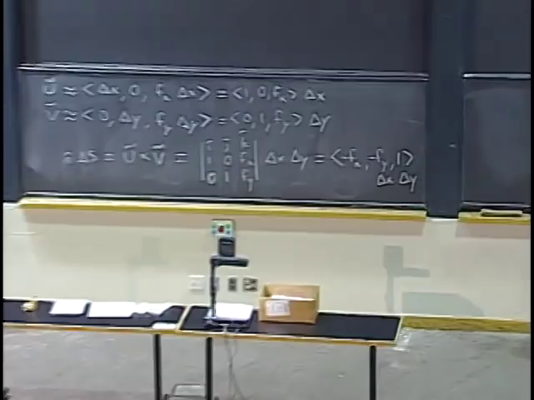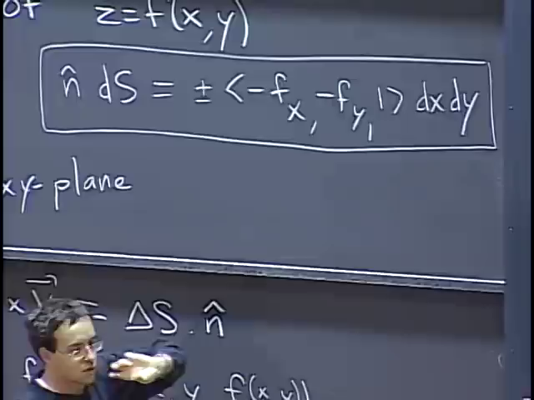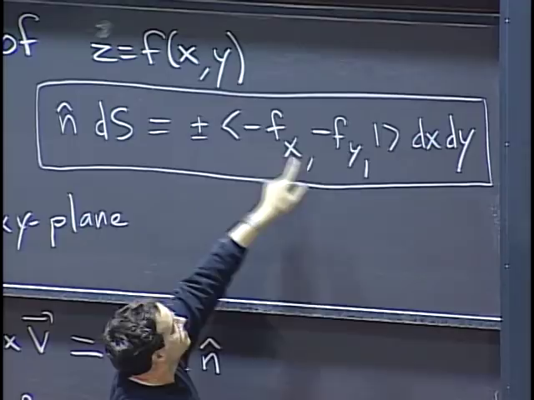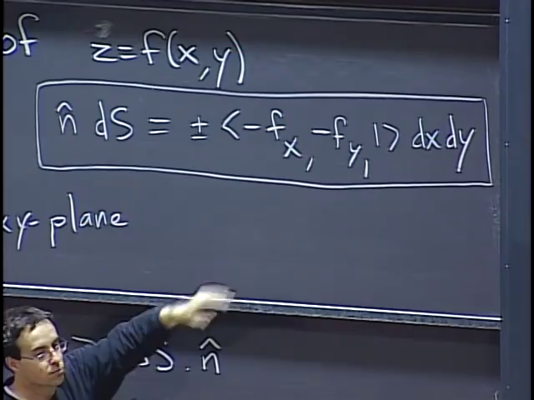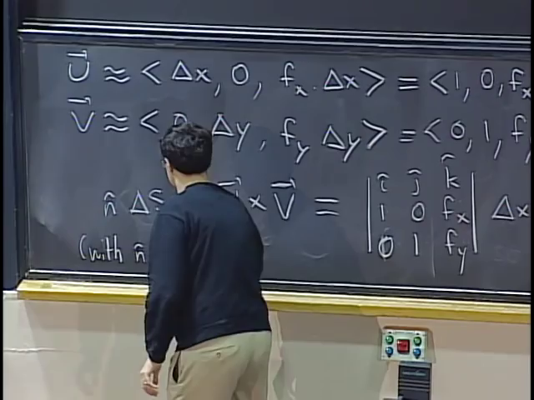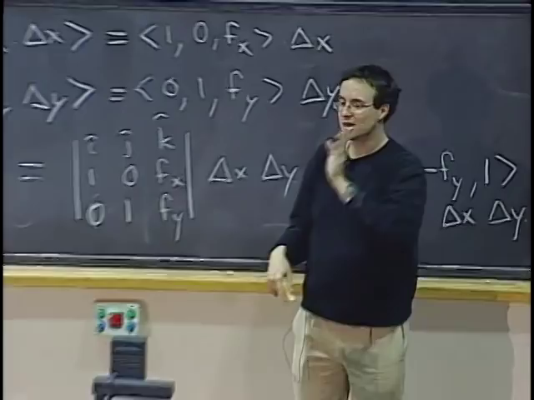And so now when we shrink this rectangle, we shrink delta x and delta y to 0, that's how we get this formula for n dS equals negative f_x, negative f_y, 1 dx dy. Well, plus or minus, because it's up to us to choose whether we want the normal vector pointing up or down. If you take this convention, then the z component of n dS is positive, which corresponds to a normal vector pointing up. If you take the opposite signs, then the z component will be negative, meaning your normal vector points down. So this one is with n pointing up. When I say up, of course, it's still perpendicular to the surface. If the surface has a big slope, then it's not going to go all that much up, but more up than down.